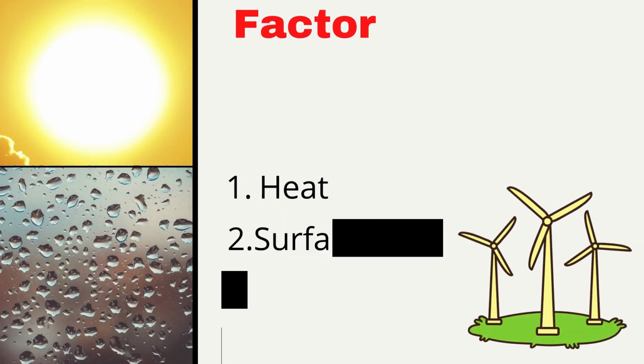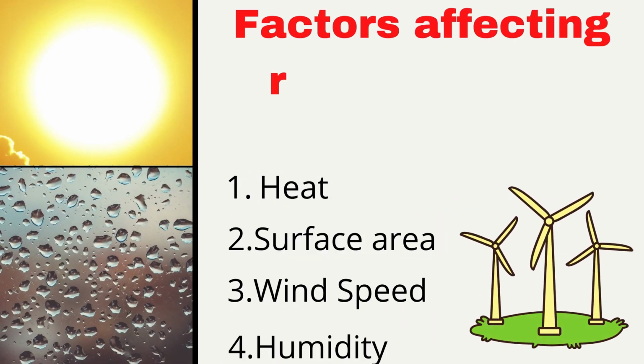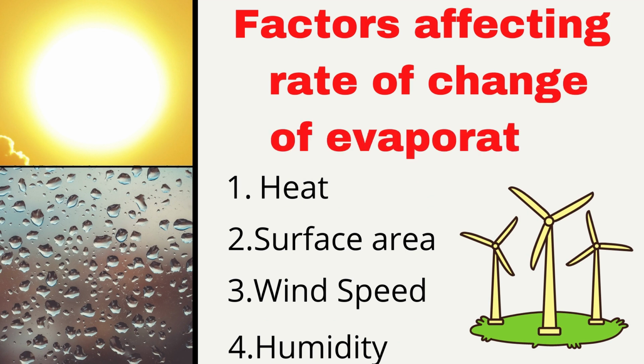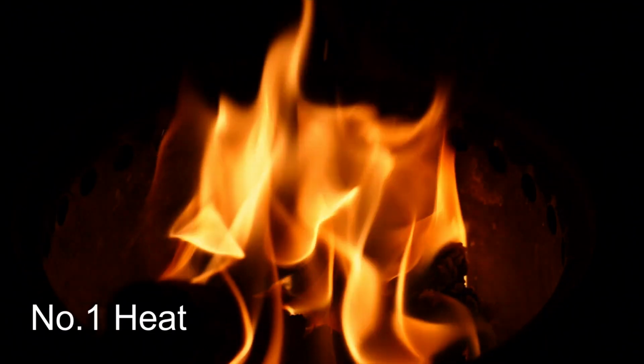So now let's get ahead with the factors which affect the rate of evaporation. So basically there are four main factors which affect the rate of evaporation. They are number 1 heat, number 2 surface area, number 3 wind speed and number 4 humidity. So we'll check out how they affect the rate of evaporation, with daily life examples. So let's get started. So number 1, heat.